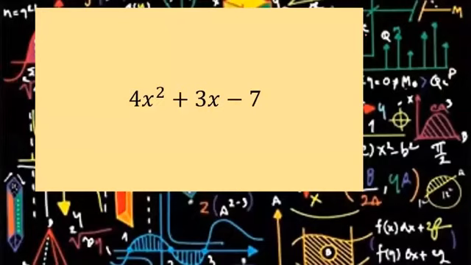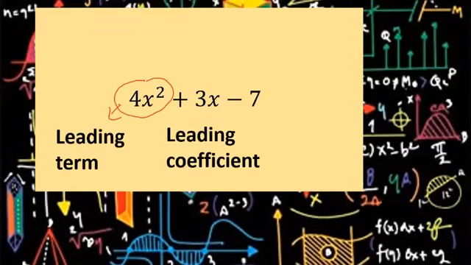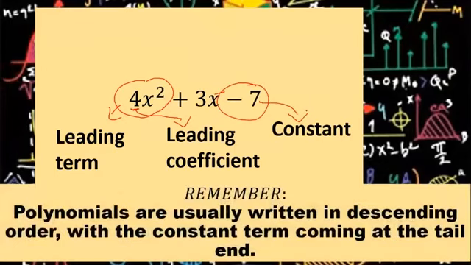So for us to understand clearly, I have here an example. So we have 4x squared plus 3x minus 7. So when we say leading term, this is your leading term, 4x squared. Next, leading coefficient is 4 and the constant is negative 7. So remember, polynomials are usually written in descending order with the constant term coming at the tail end.